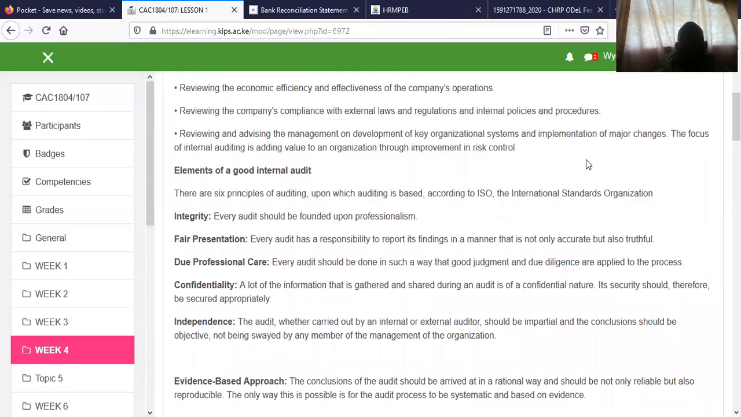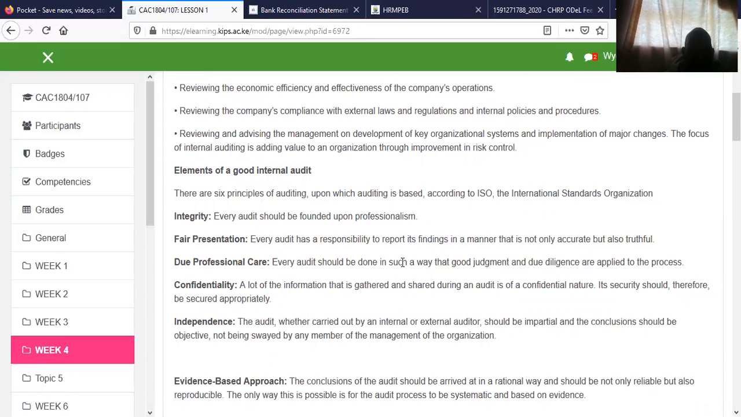Up to this particular moment, allow me to look at the elements of a good internal audit. What will make us see that this particular internal audit in a particular organization is good or bad? Number one, it is the element of integrity. Every audit should be founded upon professionalism, whereby the internal auditor should exercise audit professionalism of a true and fair review of the affairs of that particular organization, without any kind of bias and without any prejudice from any external forces.